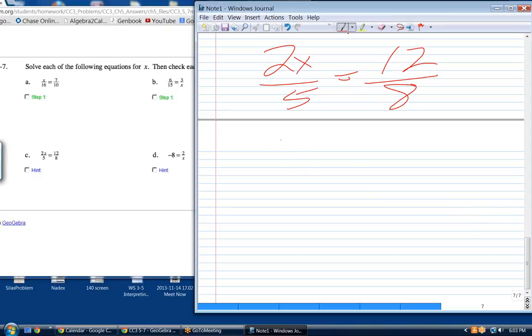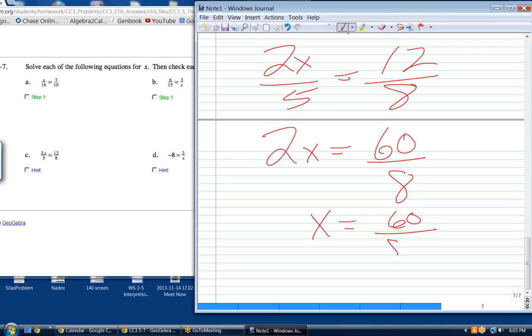In other words, if I multiply both sides by 5, I have 2x equals 60 over 8. Then I divide both sides by 2, and I have x equals 60 over 8 times 2 in the denominator. So I get my same 60 over 16, which is 15 over 4. So I get the same answer in the same number of steps. So, as I said, there's always multiple ways to do these things.